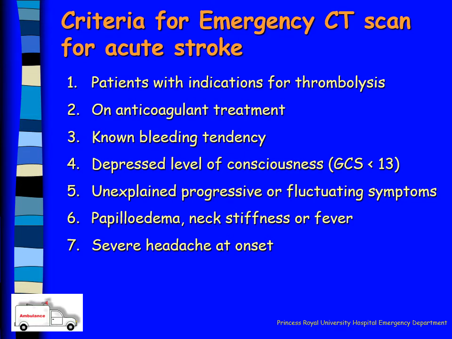So there are certain criteria to do an emergency CT scan for acute stroke. Someone who has an indication for thrombolysis, and we'll go through that in a bit more detail on the next slide. Somebody who's on anticoagulation treatment such as warfarin, rivaroxaban, clopidogrel. If someone is known to have a bleeding tendency, if they've got a depressed level of consciousness, or if they've got unexplained or changing symptoms at all. Certainly if there's evidence of raised intracranial pressure such as papilledema, neck stiffness or fever, or if there's a very severe headache at the onset of it. Those are all indications for us to get an urgent CT in A&E.